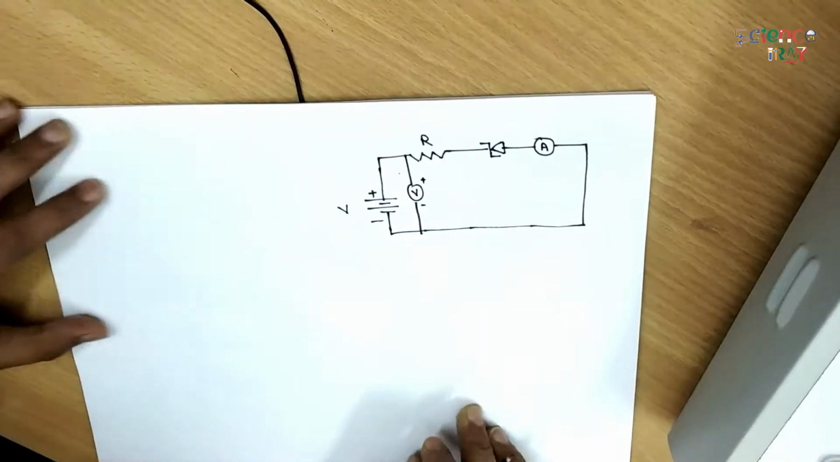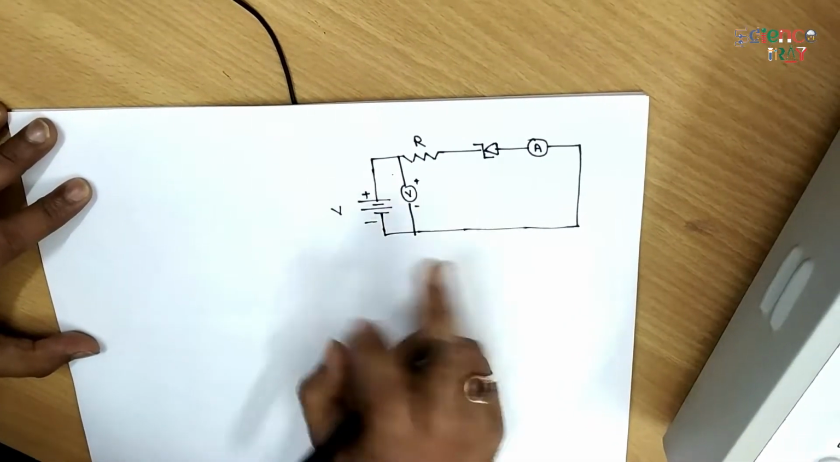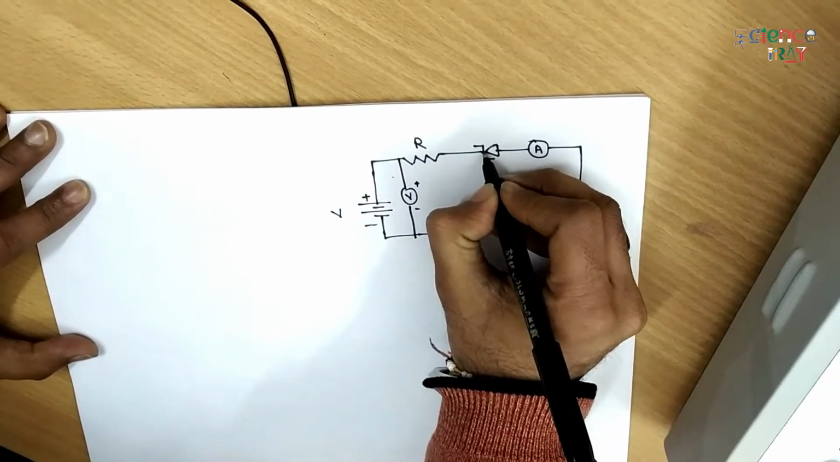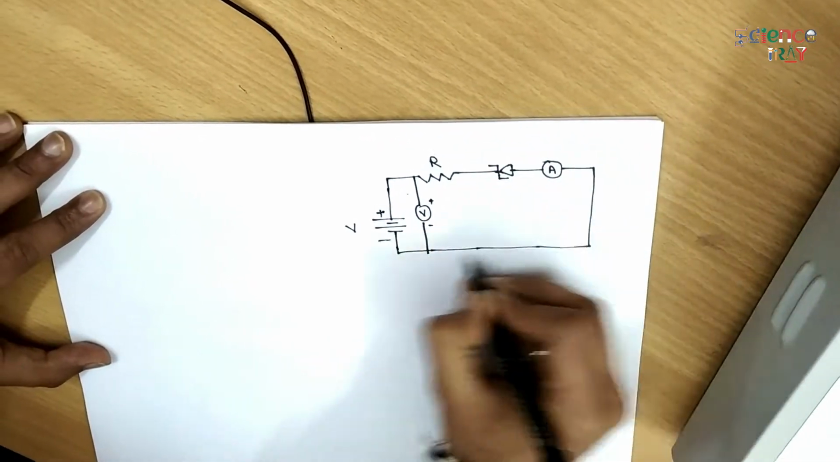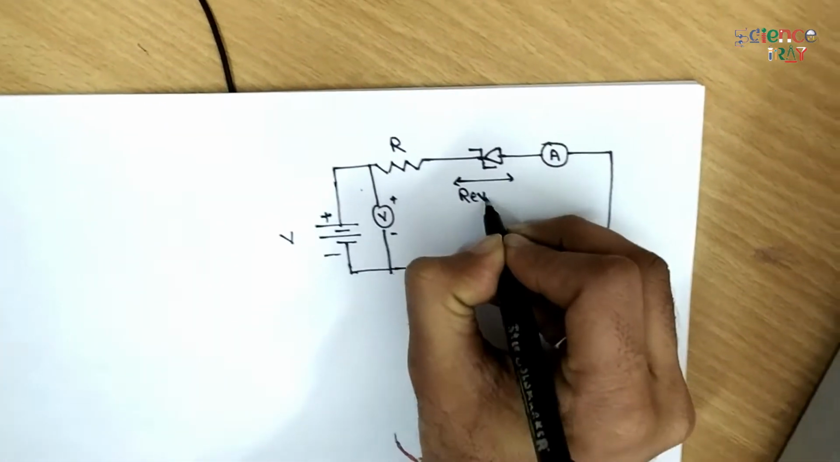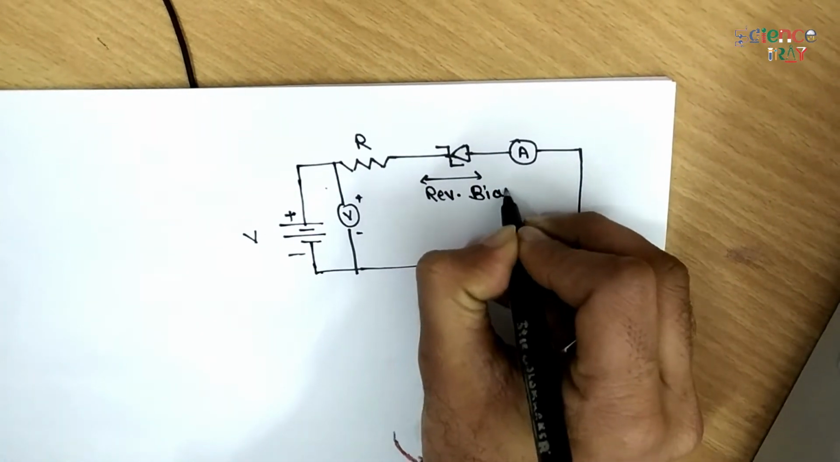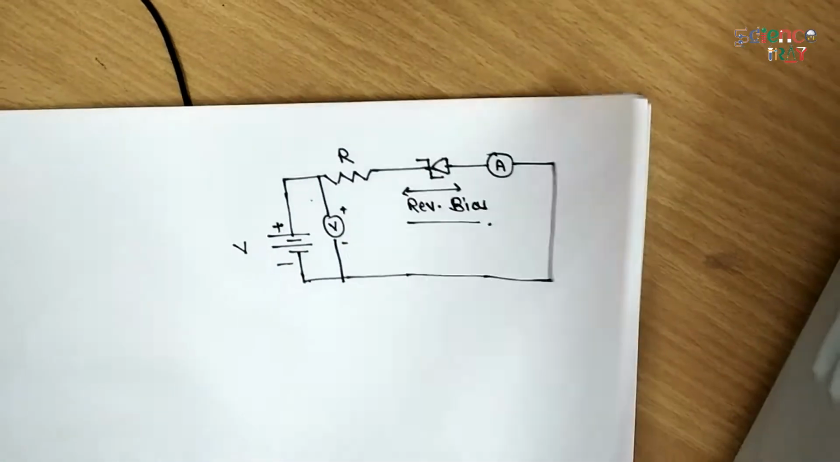The voltmeter is parallel to our voltage source. This side is connected with the positive of the voltage and this with the negative. So our Zener diode is clearly in reverse bias. So let's make the connections.